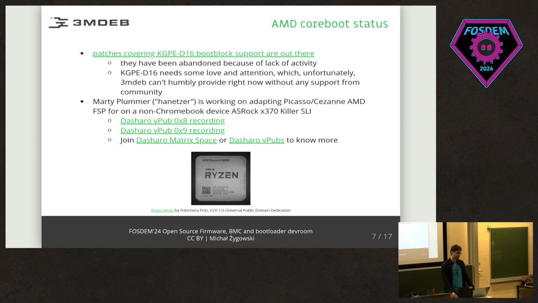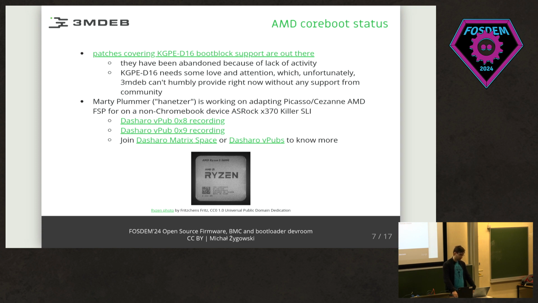When he tried to use some kind of newer processor with Cezanne FSP, he faced problems where FSP had CPU IDs hard-coded in there, so he possibly couldn't get past the initialization for processors that were not intended for use with this FSP.